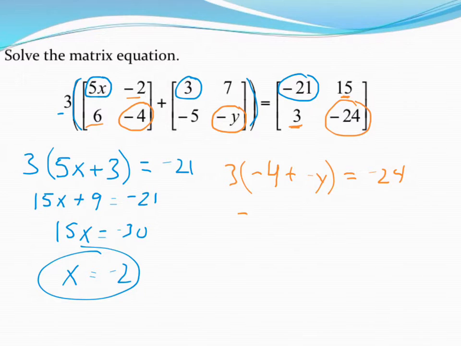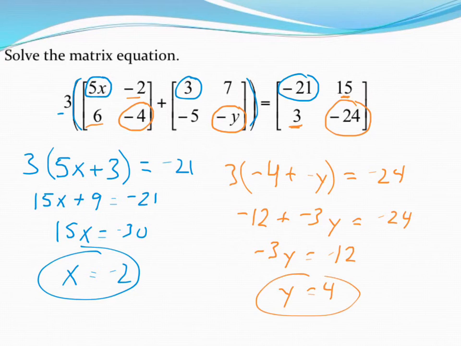So distribute 3, so negative 12 plus negative 3y would equal negative 24. I'll add 12 to both sides, so negative 3y would have to be negative 12. And finally, I'll divide it, and there's my answer of y equals 4. Now, if I wanted to check it, just like I check anything, I could go back and plug those values back in, or just take my word that we did it right this time, because I'm pretty sure we did.